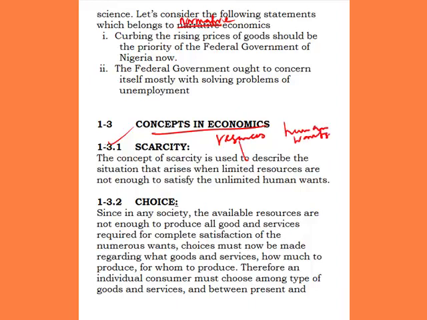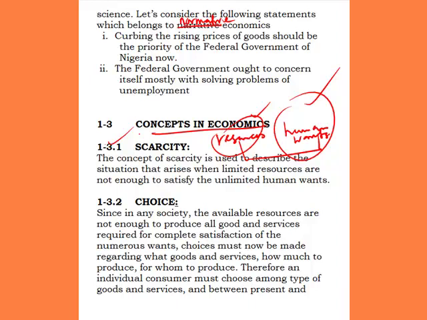These are the two things that economics borders on, according to Lionel Robbins in his scarcity definition, which relates the behavior of human beings to resources available, which are limited, and human wants, which are unlimited. Now, scarcity is used to describe the situation that arises when the limited resources, I mean the factors of production, are not enough to cater for human wants. If this situation arises, we say we are having a scarcity.